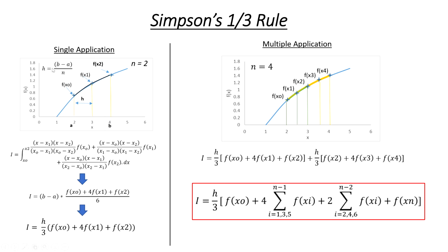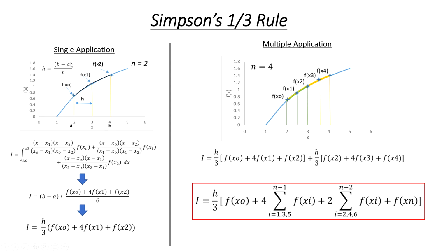Which means h that we have defined, the width of the segment, is going to be defined as b minus a divided by n. So in this case, we have 4 minus 2, which is 2, divided by, since we have 2 segments here, 2. So the width h here is going to be equal to 1. So Simpson's 1 application has 2 segments. So that's the first thing.